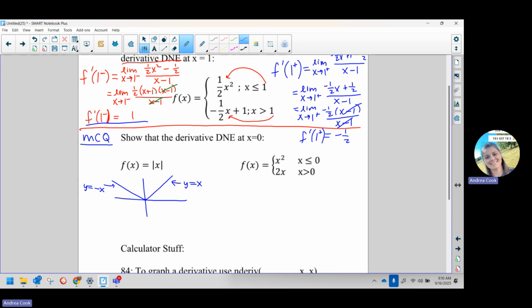Yesterday, we learned the derivative of linear functions is what? The slopes. So when I look at this piece, what is the derivative of that piece? What's the slope of this line?